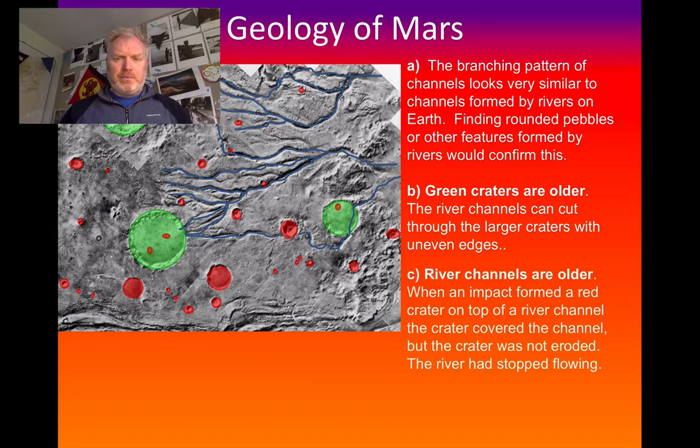If we compare the river channels though with the red craters, we can see that the river channels must be older than the red craters, because we can see several of these red craters that actually cut across, they actually impact in those river channels. So again, the river channels had to be there first.